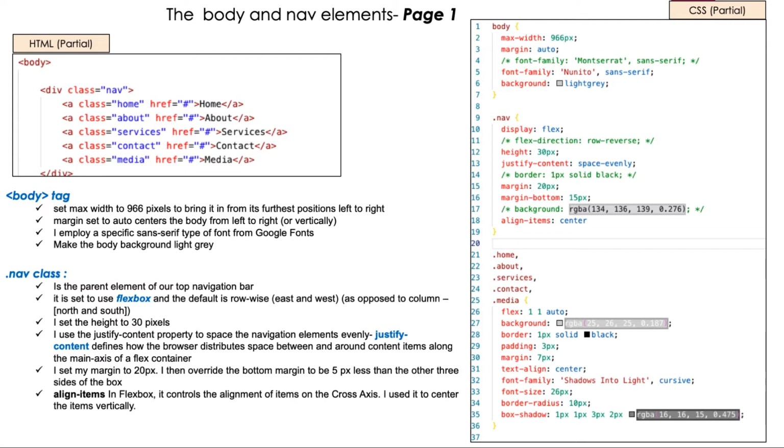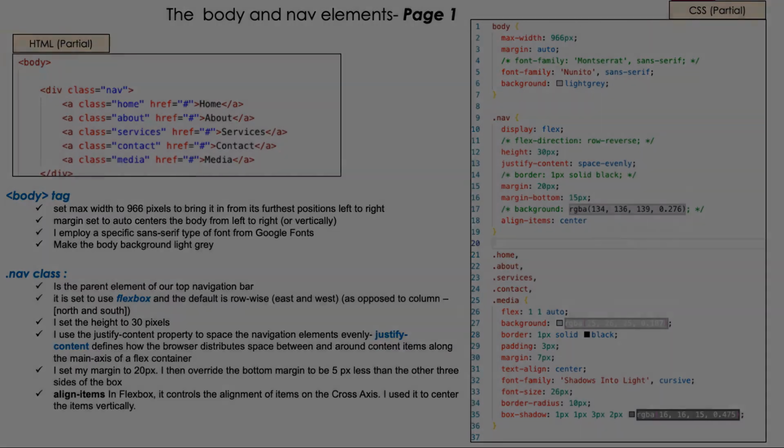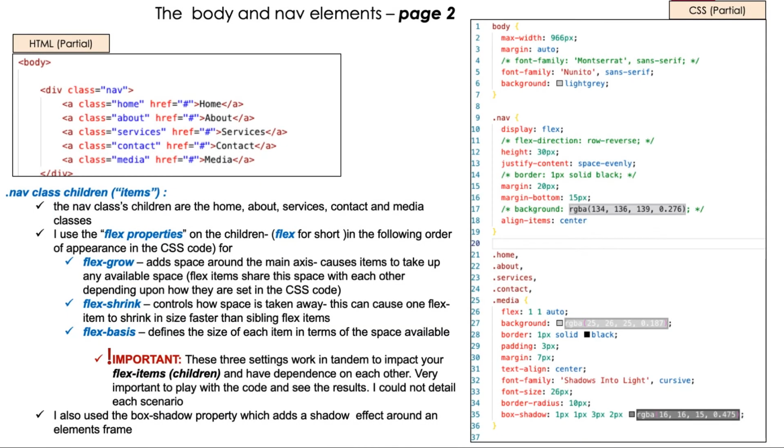I then override the bottom margin to be 5 pixels less than this, and I align items in Flexbox. This controls the alignment of items on your cross axis, that's the perpendicular axis to my main axis. And I use that to center my Flex items vertically. All right, now I have my nav children, or my Flex items.